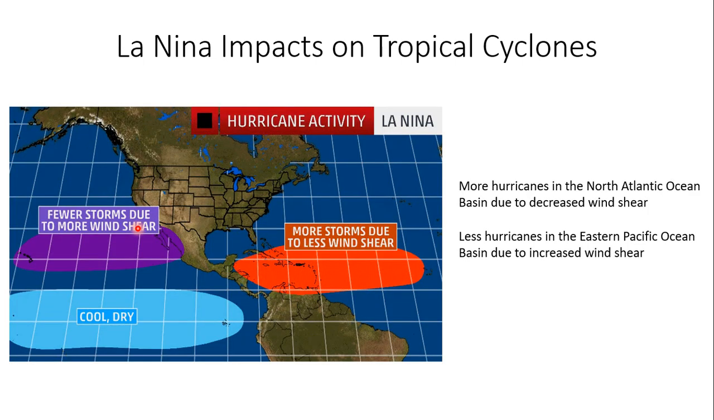La Nina, on the other hand, which we're currently in, we tend to see more storms across the Atlantic Ocean basin. And that's due to decreased wind shear in this particular area of the world. And you tend to get fewer storms due to increased wind shear in the eastern Pacific. So the roles have basically flipped, right? With La Nina, you tend to get more active hurricane seasons in the Atlantic Ocean basin and less active hurricane seasons in the eastern Pacific Ocean basin.